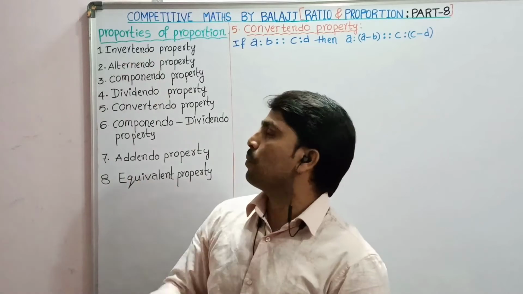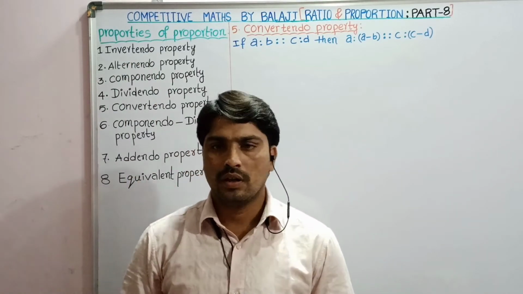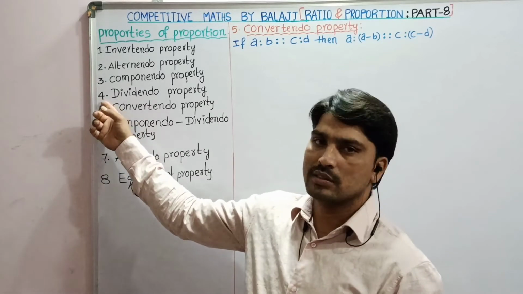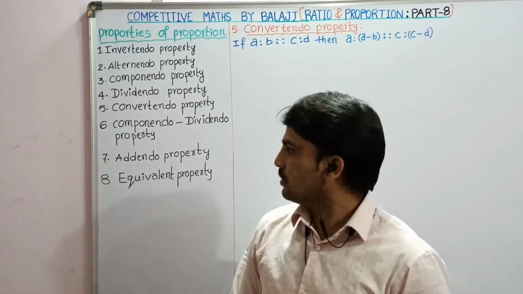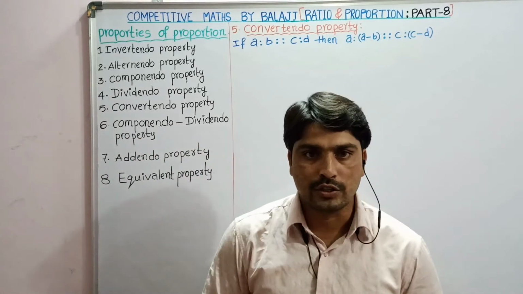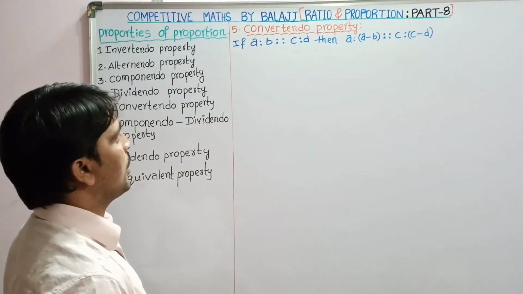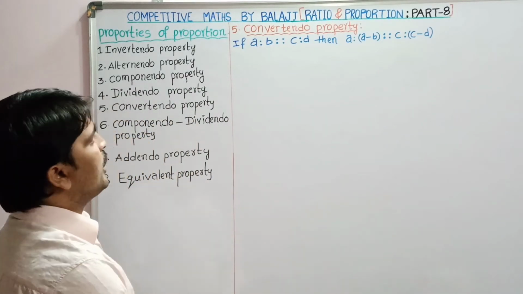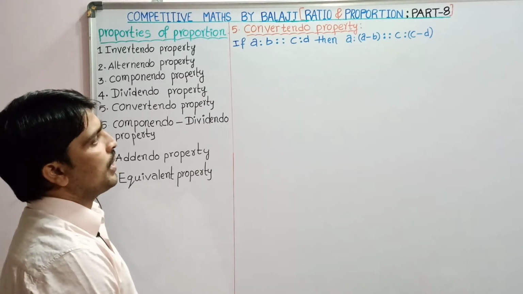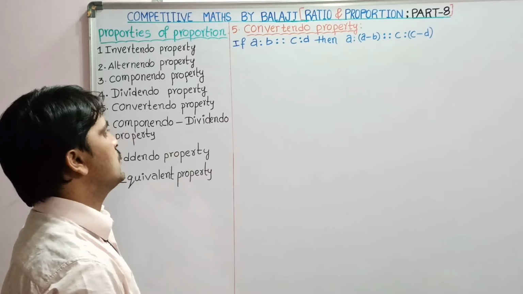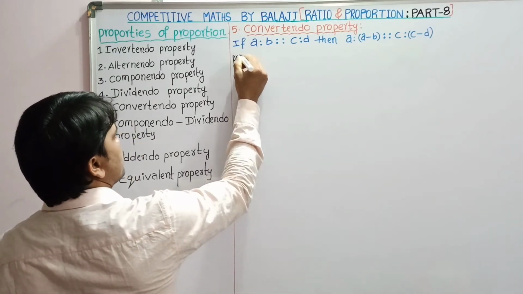Next is properties of proportion. So far we discussed up to 4 properties in part 7 of ratio and proportion. The next continuation is the fifth property, the convertendo property. If a is to b as c is to d, then a is to a minus b as c is to c minus d. Let us provide a proof.